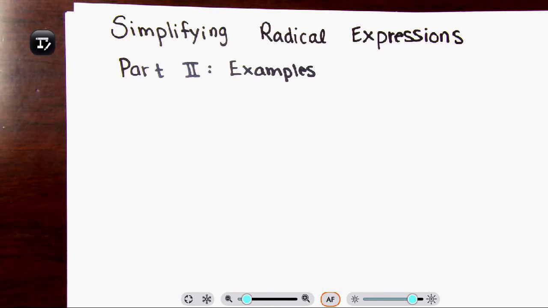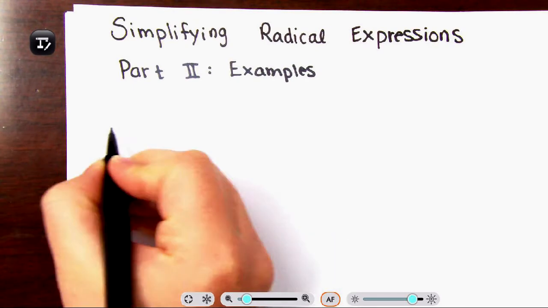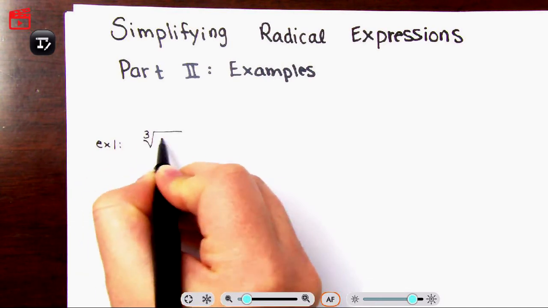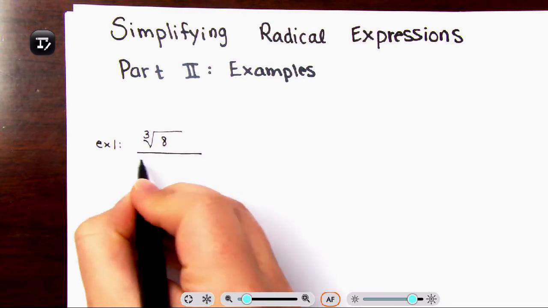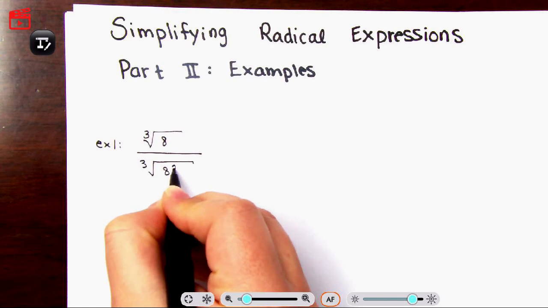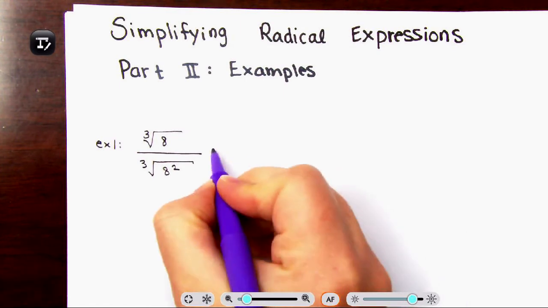Alrighty, let's go ahead and jump in with the first example. The first example here is going to be the cube root of 8 divided by the cube root of 8 squared. Here's the thing, you do have options on how to deal with this. I am thinking maybe I can use the quotient property. So let's try this.